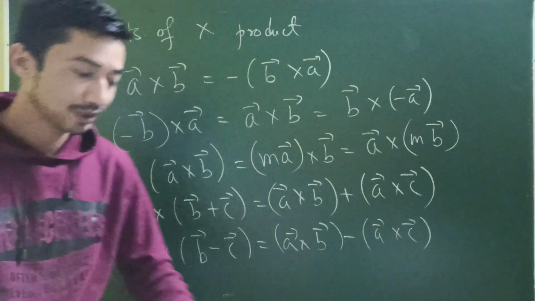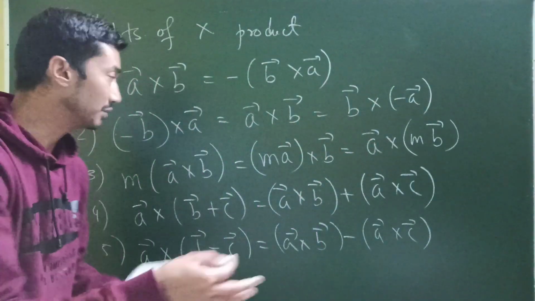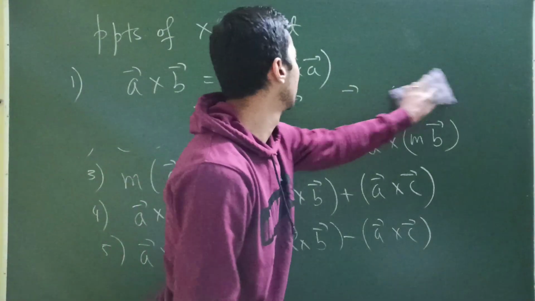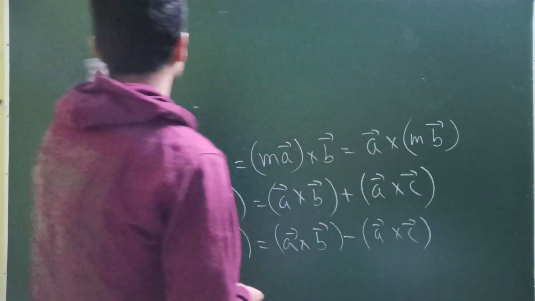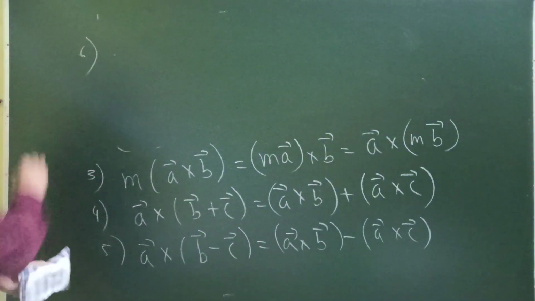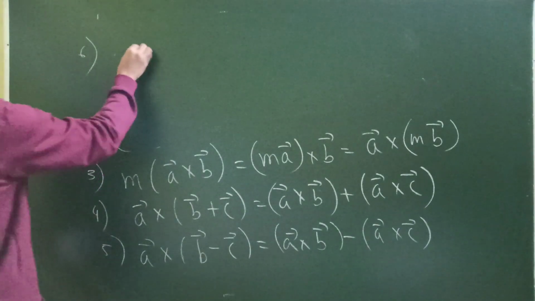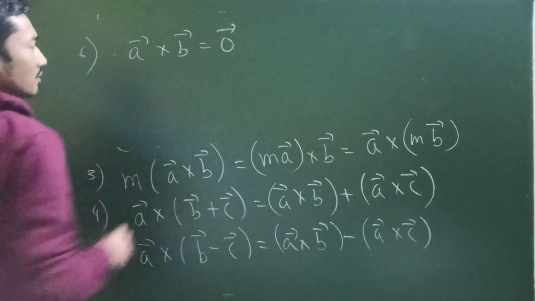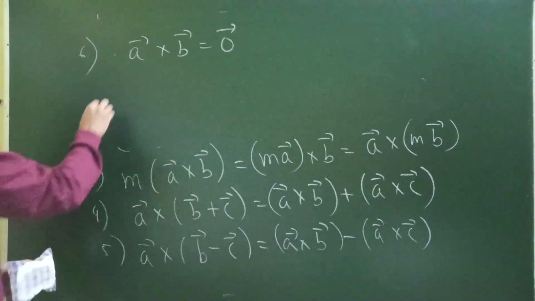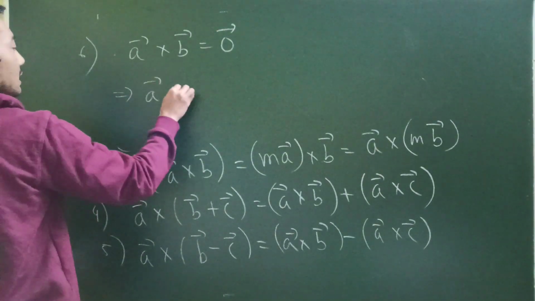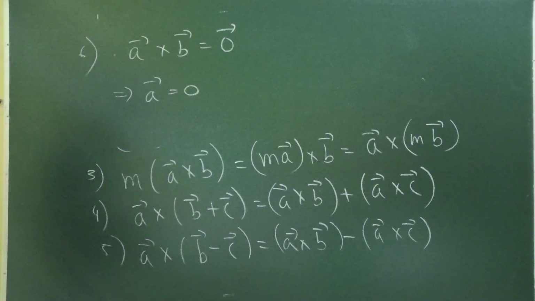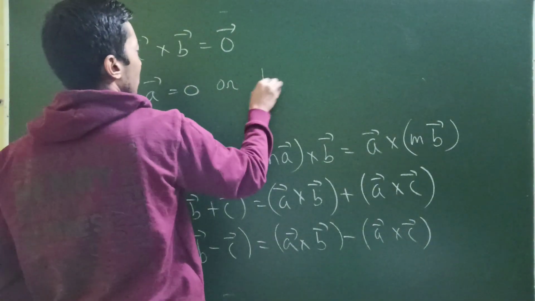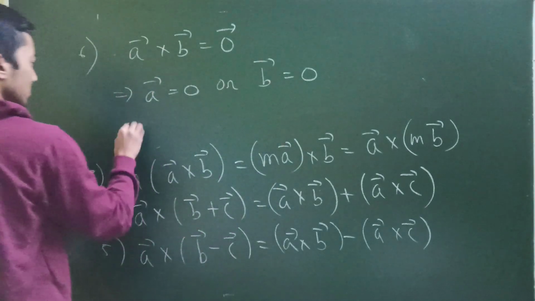Alright, and the other property which we already discussed in the beginning of that video, that is another property, that is number 6, that will be A cross B. If A cross B results in a zero vector, then it implies that either vector A is equal to 0, or vector B is equal to 0.